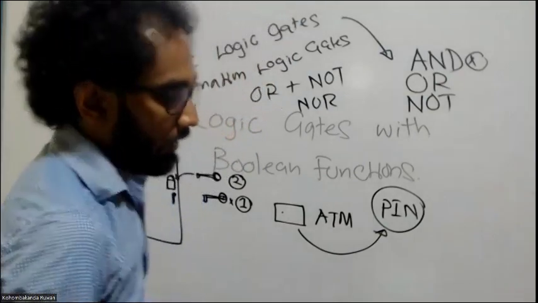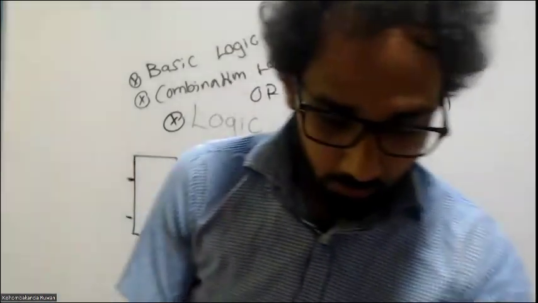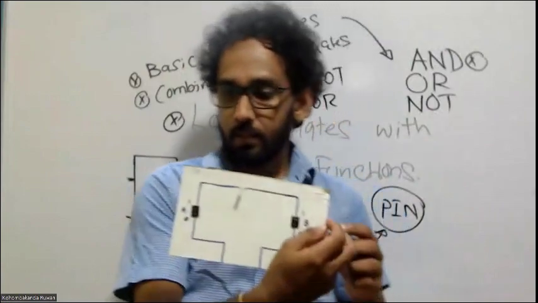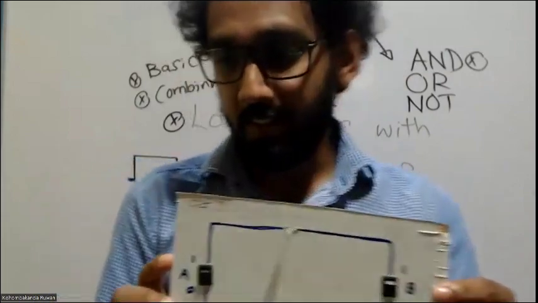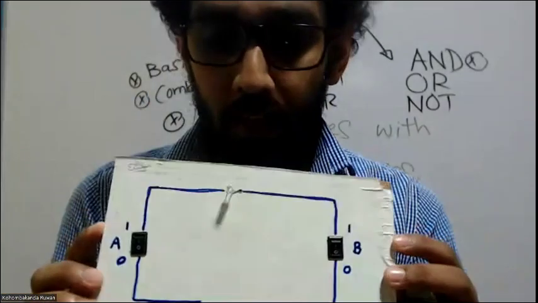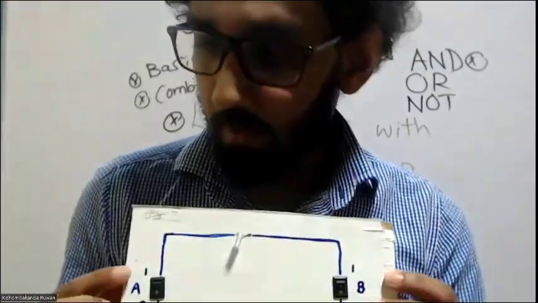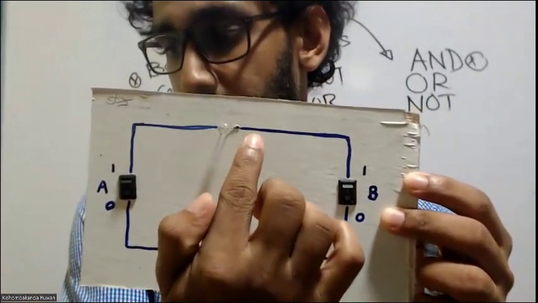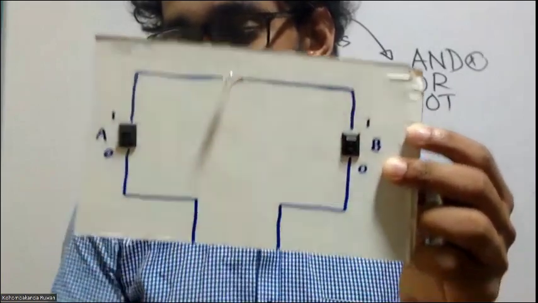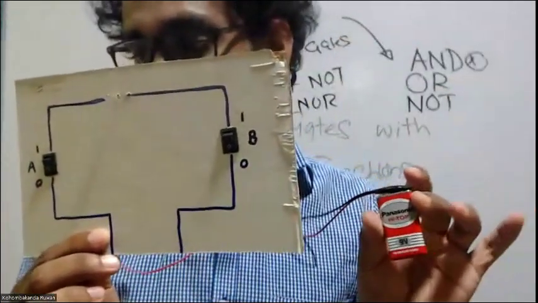I will take another example. Look at this one. This is a simple circuit board. Here, there are two switches. This is switch A, and this is switch B. You can also see an LED bulb here, and I have a battery in this hand. You can see this is a battery.